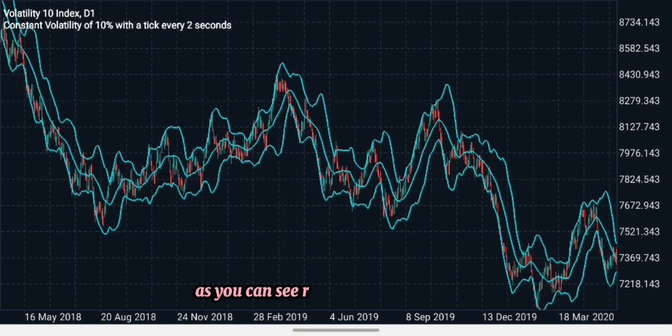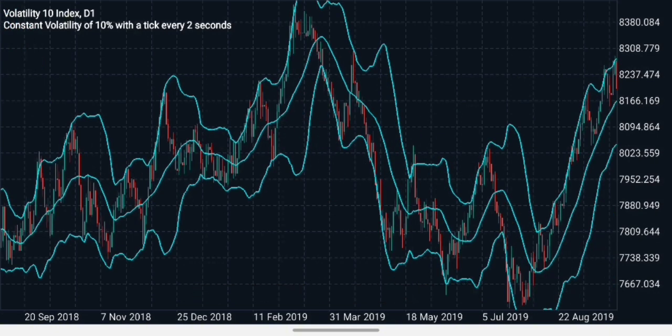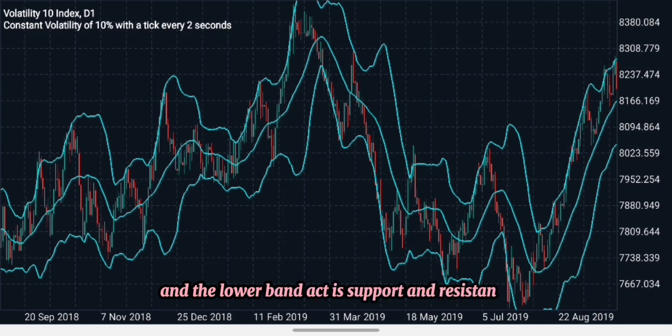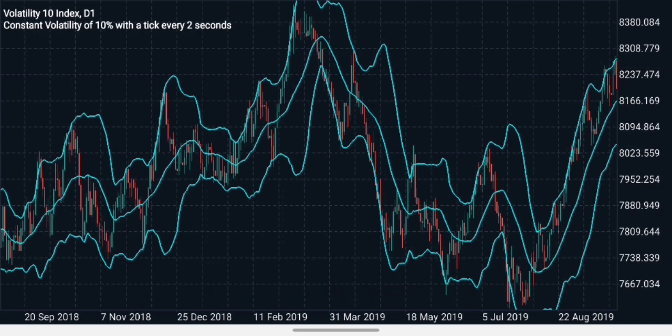As you can see right now, if we zoom in, when prices touch the upper and the lower band, they tend to bounce back towards the middle band. So this is considered the Bollinger Bounce, when the upper band and the lower band act as support and resistance. So usually you can just decide to buy or sell when the market touches the lower band and the upper band respectively. And then we'll move on to the Bollinger Squeeze.